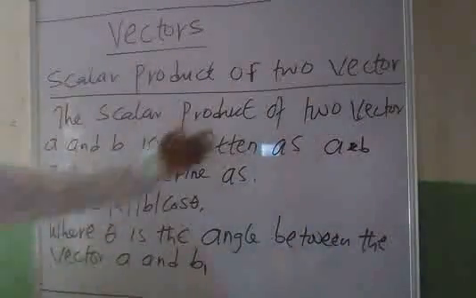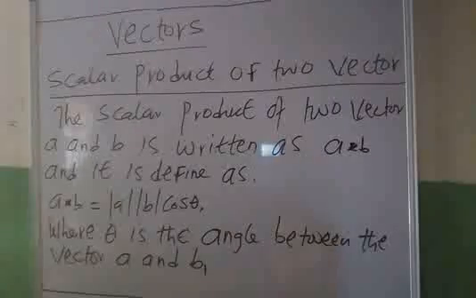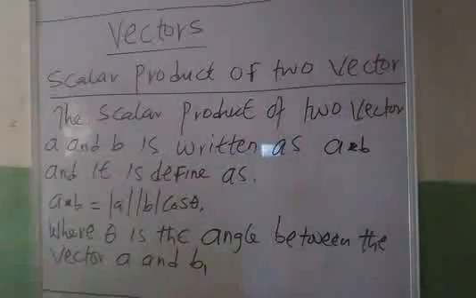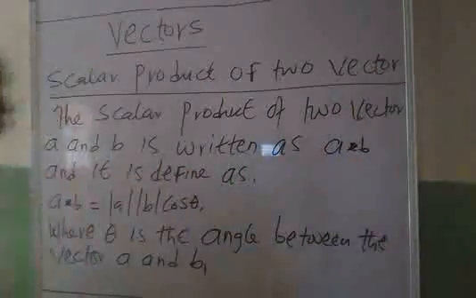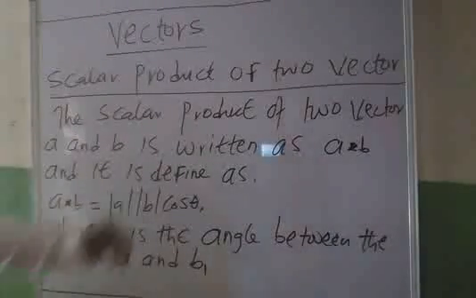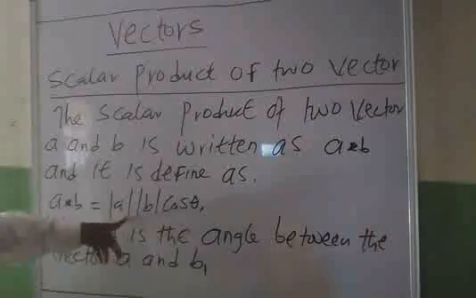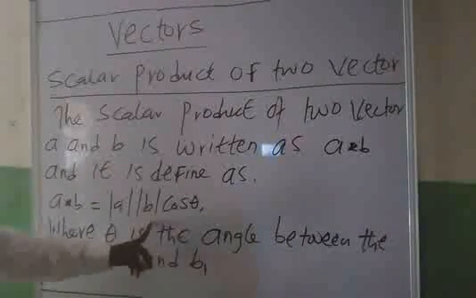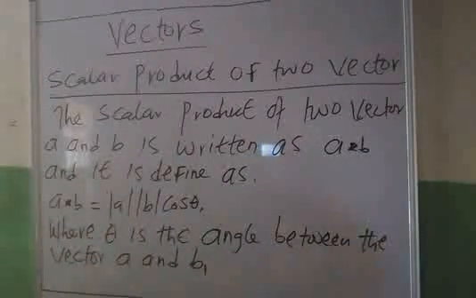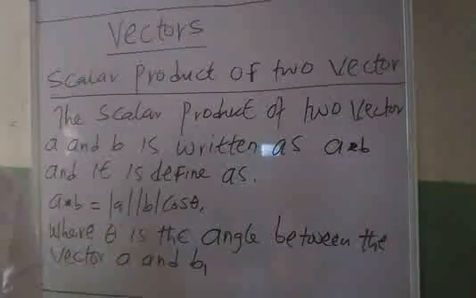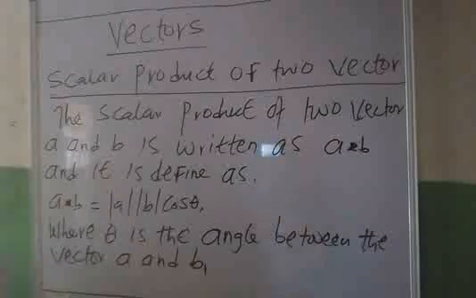We say the scalar product of two vectors A and B is written as A dot B and is defined as A dot B is equal to the modulus of A times the modulus of B cos theta, where theta is the angle between the vectors A and B.